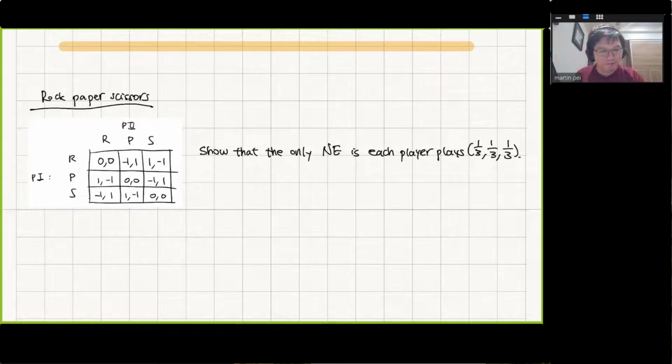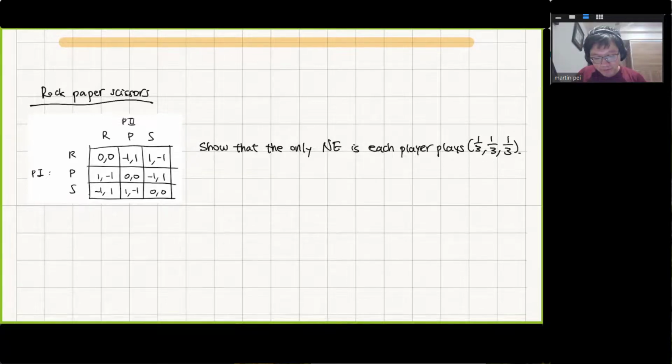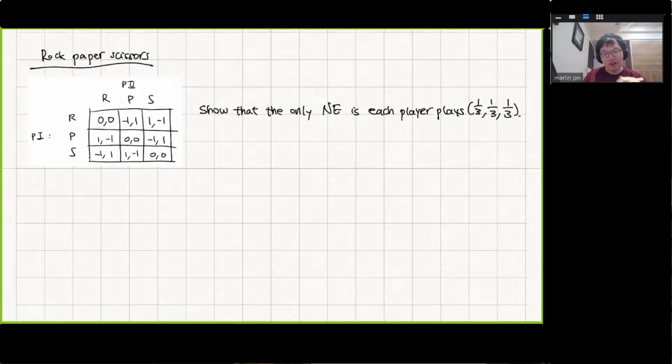Basically the idea is that the best way to play rock, paper, scissors is to play randomly. So you play each one with the same probability. And we want to show that this is the only possible Nash equilibrium for this game, and there are no other Nash equilibriums.